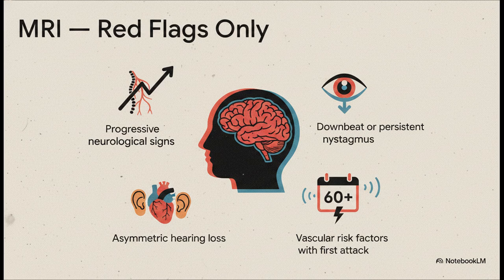Now for the MRI. When should you order one? The answer is simple. You order it when red flags are flying. This slide lists the key things to look for. Any progressive neurological signs, a really specific nystagmus pattern like downbeat, asymmetric hearing loss you find on your exam or on an audiogram, a first-ever presentation in a patient over 60, or a first attack in someone with significant vascular risk factors. These are your triggers for imaging.